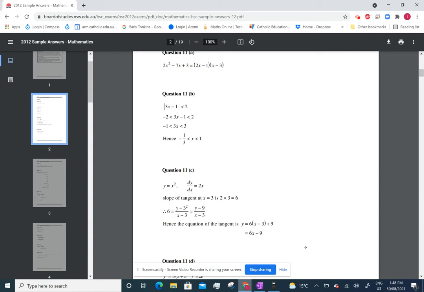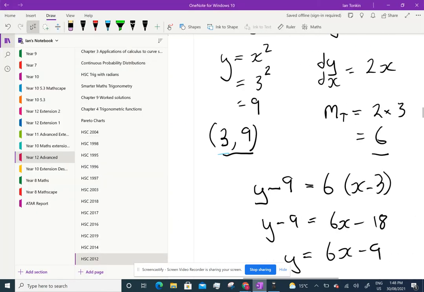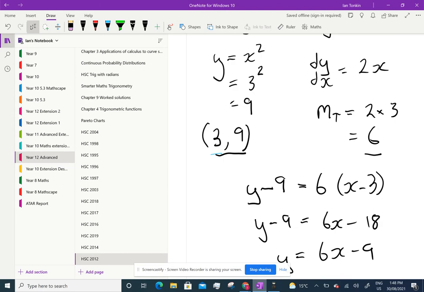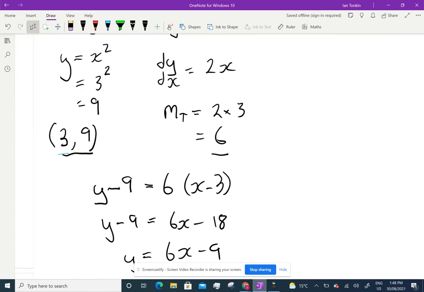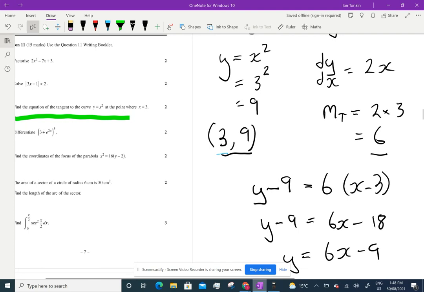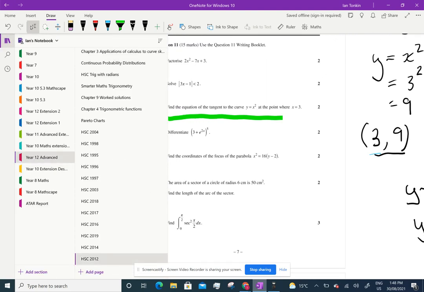All right. They've done it a bit of a weird way there. I want to just differentiate and substitute in. I don't know what they're doing. Anyway, so 6x minus 9. Is that what we got? 6x minus 9. Right. Now, it took me a while to go back and to find a normal.